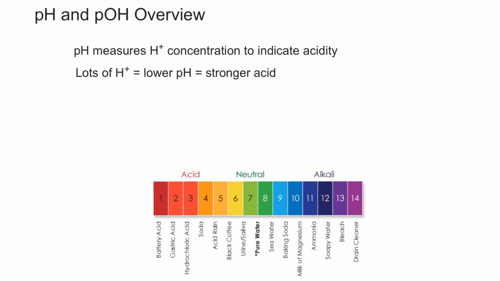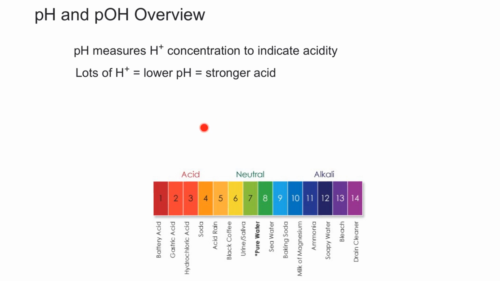pH measures the hydrogen ion concentration of a compound to indicate its acidity. So the more hydrogen ions you have, the lower the pH will be, and therefore the stronger the acid. Now the concept of pOH is not as common as pH, but it works the same way. But rather than measuring the hydrogen ion concentration, it will measure the amount of hydroxide ions, so OH minus. So instead of telling you the acidity of a compound, it will tell you the basicity of that compound, so how basic it is.